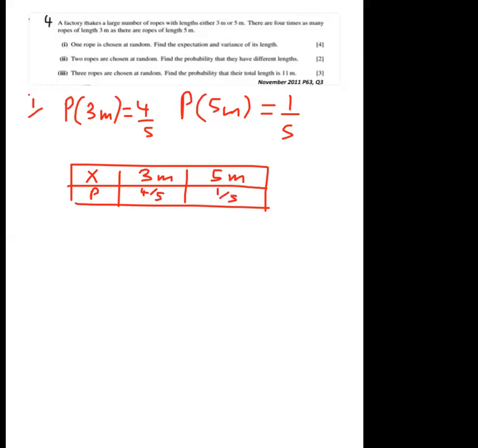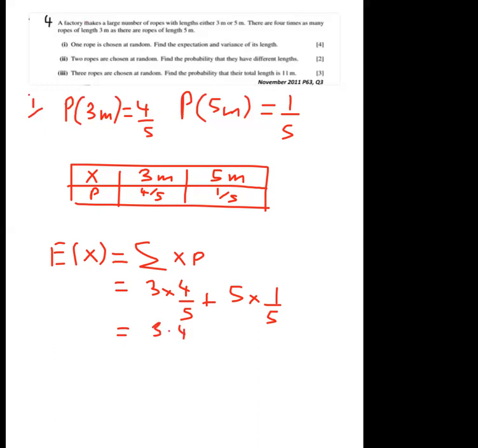So now for the expected value, the formula is E(X) equals sigma xp. So we need the sum of all x into p. The first one will be 3 times 4 upon 5. There are only two such values. The second will be 5 times 1 over 5. So the answer will be 12 upon 5 plus 1, which is 3.4. This is the expected value.